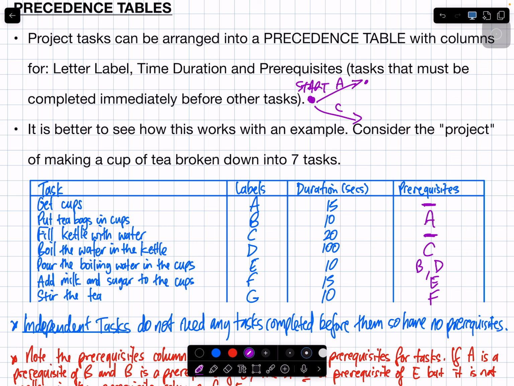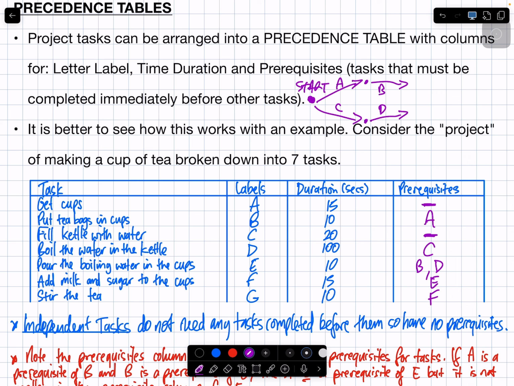End with a node. I just drew A and C. So I need to look for tasks that have A and C as a prerequisite. What task requires A? B. So I'm going to draw B coming out of A. What task requires C? D is going to come out of C. We're up to E now, but what do you notice about E? What does E require?